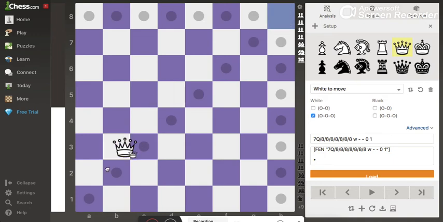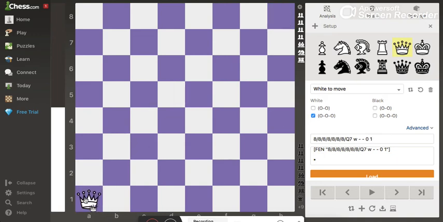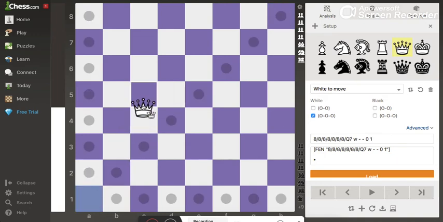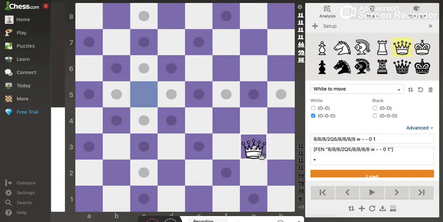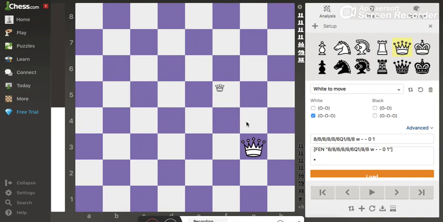Where is a1? A1 is here, this diagonal. Where is c5? C5 is here. Where is g3 again? G3 is here. Okay, so basically you can practice like this, but I personally advise not to invest much time in this. As you play, you will get to know this, you will be used to it, and it will be very easy.